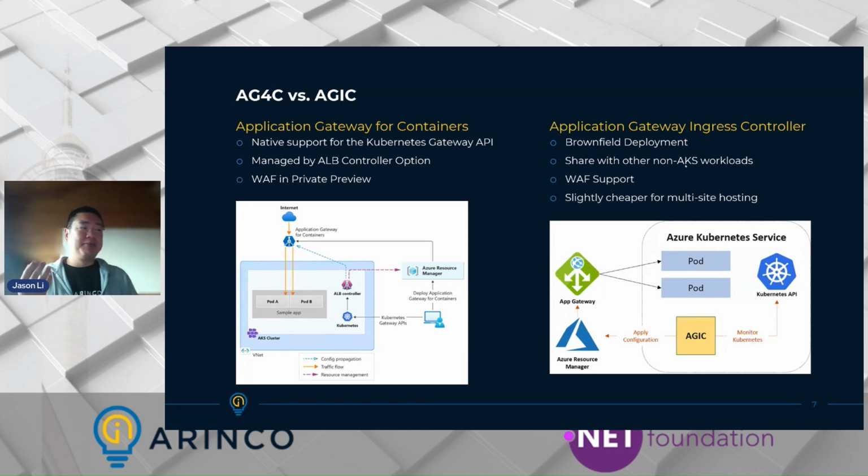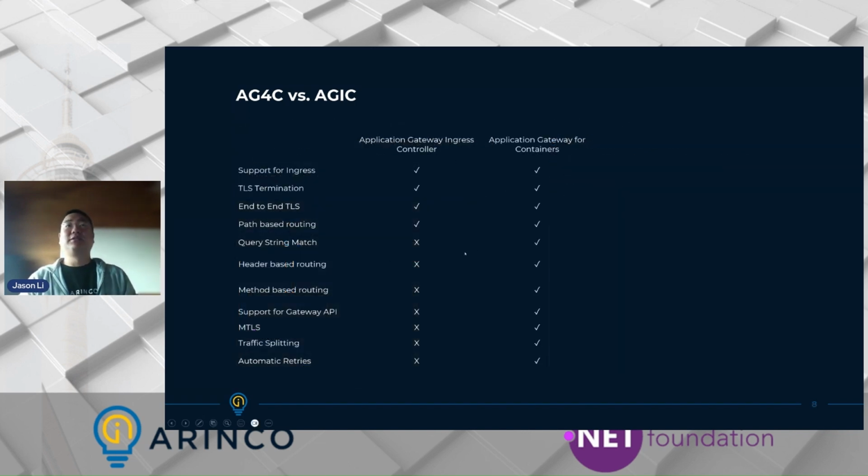My current preference is still Application Gateway Ingress Controller because it is mature and has WAF support. But because Kubernetes is pushing this new Gateway API standard, in the long term Application Gateway for Containers is something you definitely want to consider.